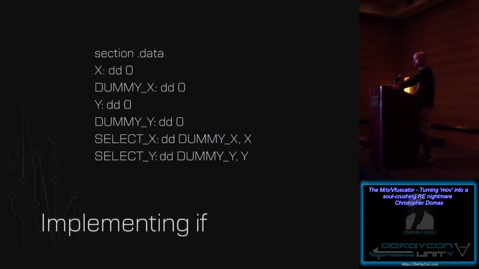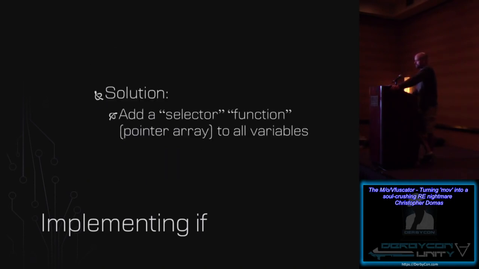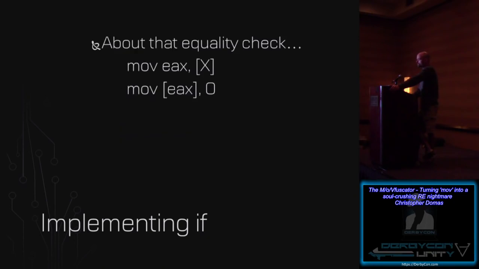In assembly, it's a little bit something like this with NASM syntax. You've got a real copy of your variable x, a fake copy of your variable x, a real copy of y, and a fake copy of y. And then you've got these arrays to select between the two. Use the equality check that we already looked at to pick between a pointer to the real data or a pointer to the fake data. You grab that pointer out of your array, and then you assign 100 into whatever pointer you grabbed. Either that's going to assign to either real data or fake data, depending on the results of that equality check. So the solution to implementing ifs at a low level is to add these selector functions, which are really just pointer arrays for all of our variables.